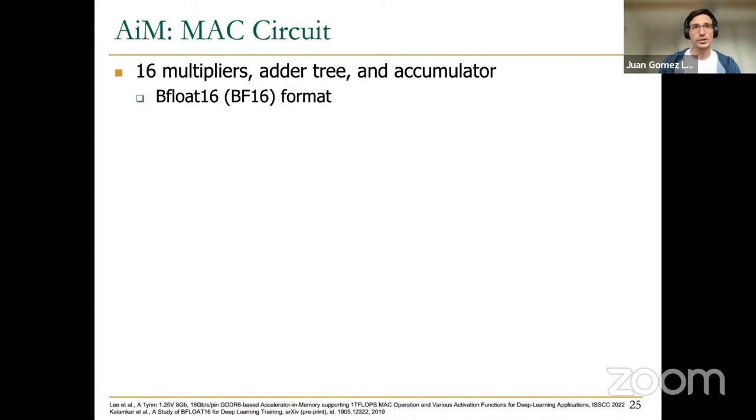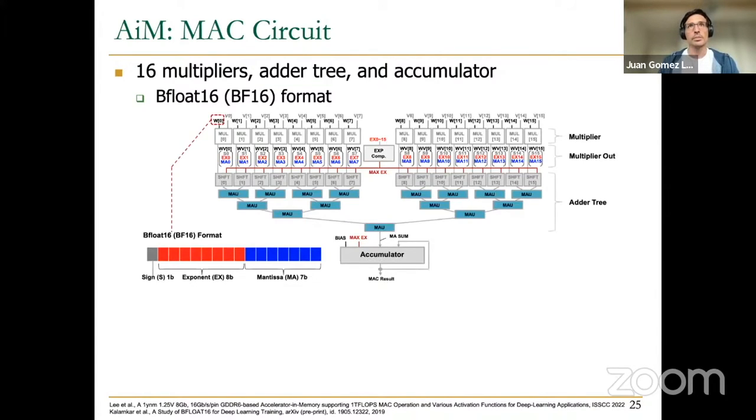First of all, let's talk about the more important and representative addition to the GDDR6 die, that is the MAC circuit that allows us to perform operations like dot product or matrix-vector multiplication. This MAC circuit is composed of 16 multipliers, an adder tree, and an accumulator, and it operates using the bfloat16 format. Here you see a figure of this MAC circuit.